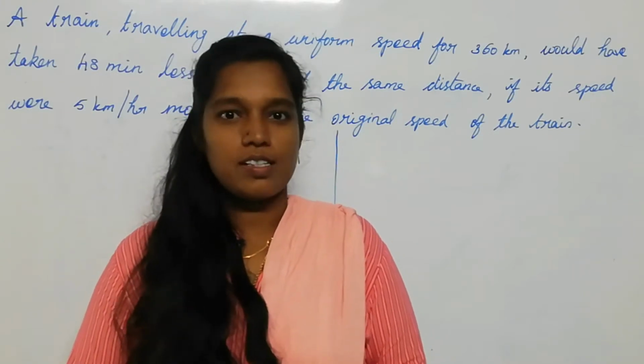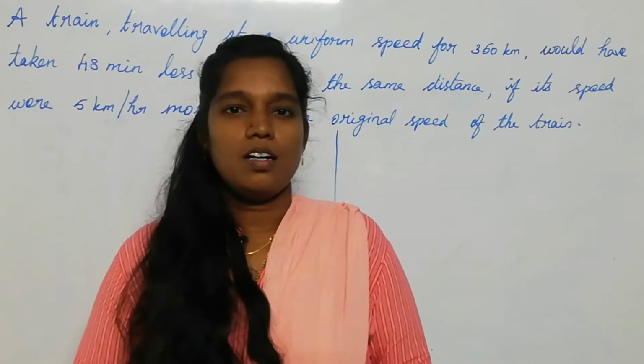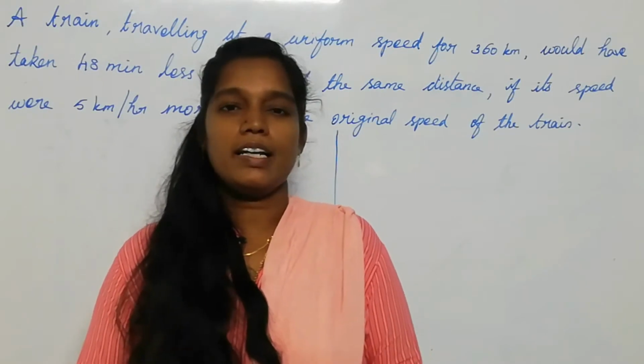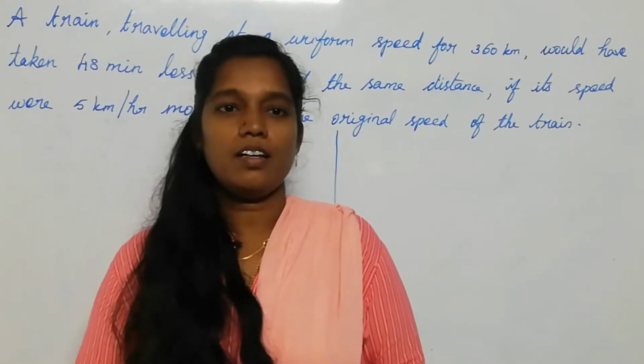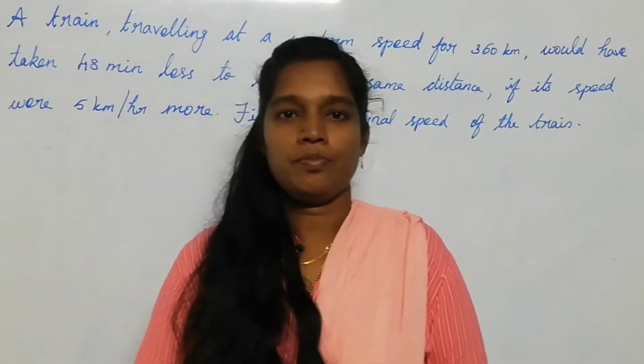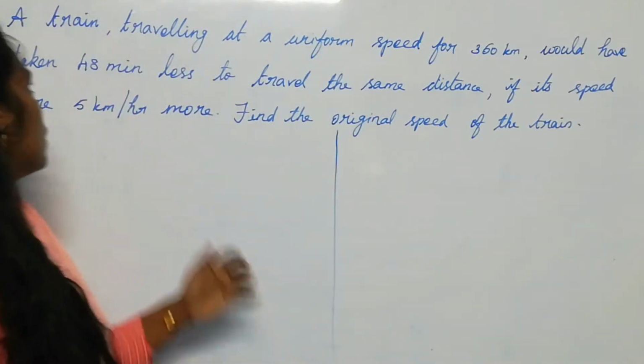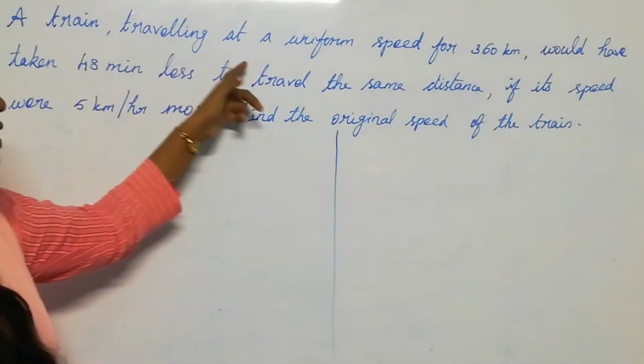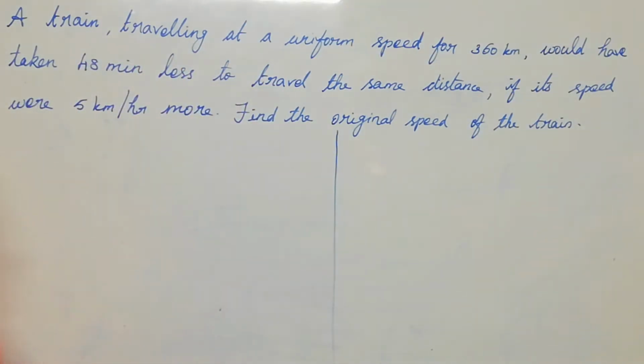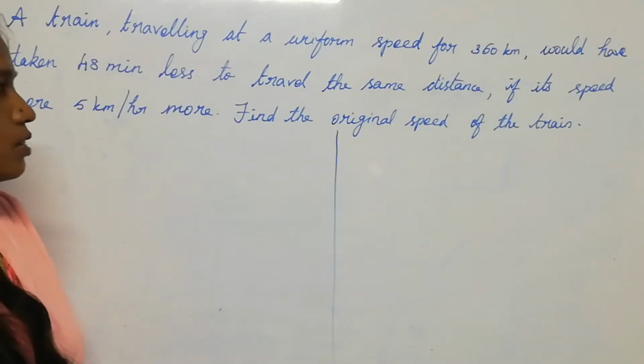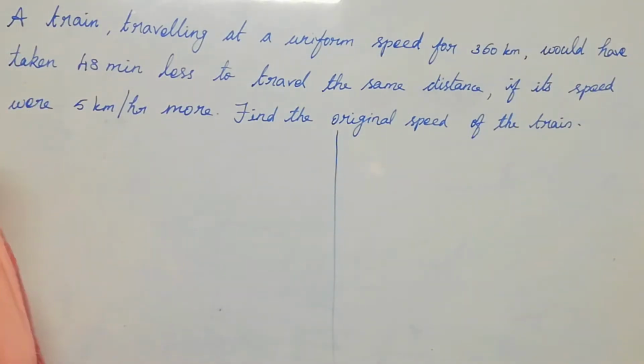Today we are going to see a problem related to train and speed. Okay, so let's see. A train traveling at a uniform speed for 360 km would have taken 48 minutes less to travel the same distance if its speed were 5 km per hour more. Find the original speed of the train.